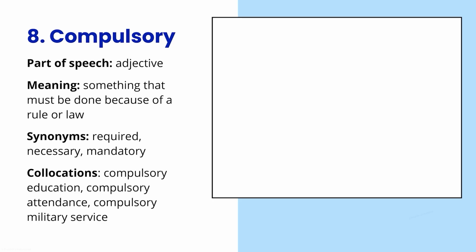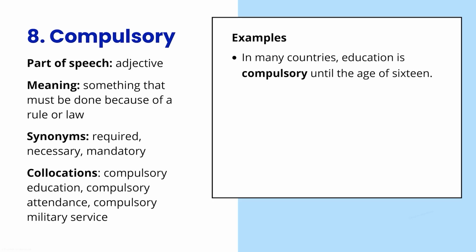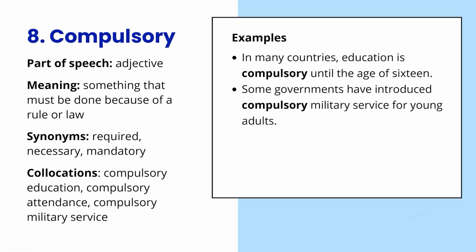Compulsory military service. This is often used in countries where they make their young people do military service. It's compulsory. You can't choose, you have to do it. In many countries, education is compulsory until the age of 16. Some governments have introduced compulsory military service for young adults. So again, we're saying that this military service for young adults is something that must be done. And it must be done because there's a rule or a law to say so.